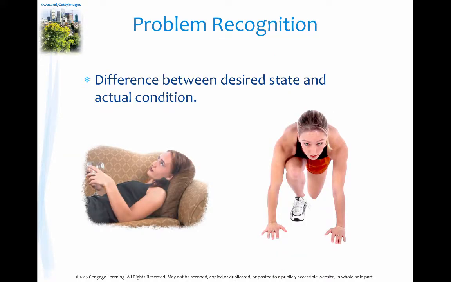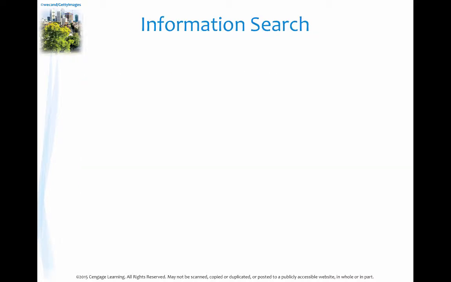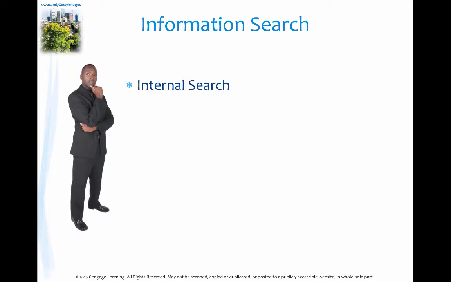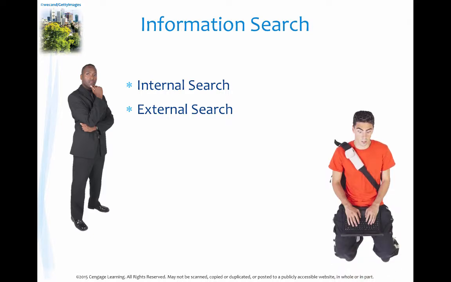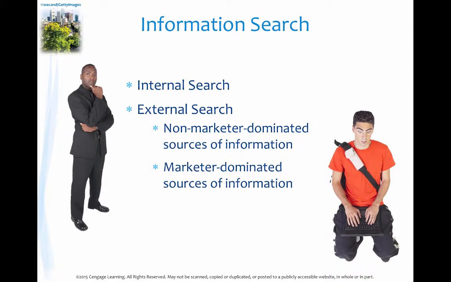Problem recognition occurs when buyers become aware of a difference between a desired state and an actual condition. After recognizing the problem or need, buyers search for information about products to help resolve the problem or satisfy the need. In the internal search, buyers search their memories for information about products that might solve the problem. If they cannot retrieve from memory sufficient information to make a decision, they seek additional information through an external search.